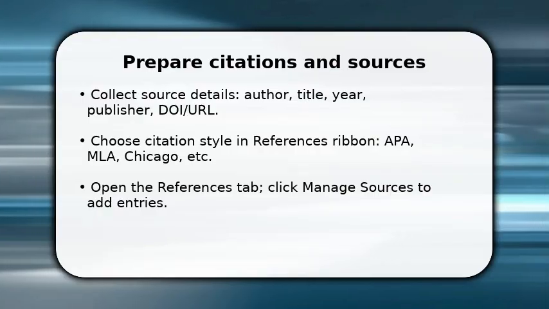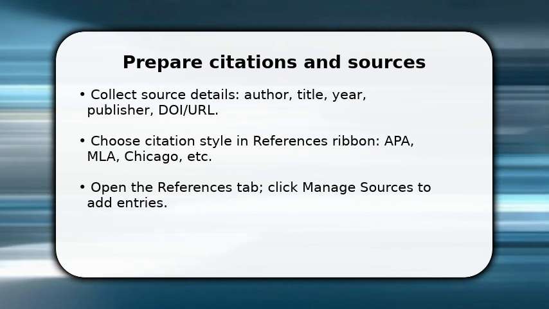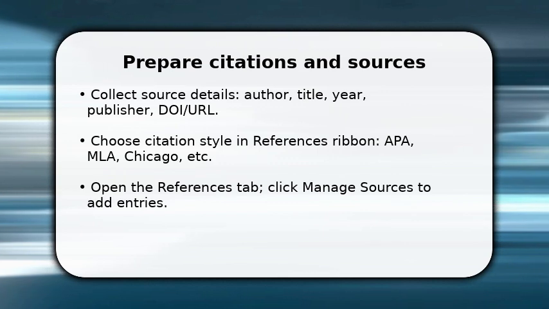You already have your sources. Now add them into Word so referencing is reliable. Open the References tab and set the citation style you must use. This ensures consistent formatting. Click Manage Sources, then New to enter source fields: author, title, year, publisher, DOI, or URL. Once done, save to the master list so you can reuse entries across documents.